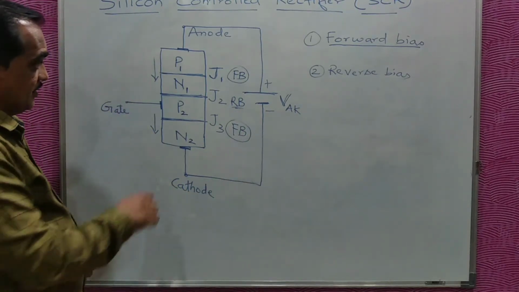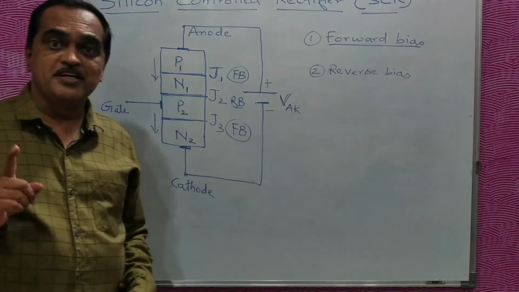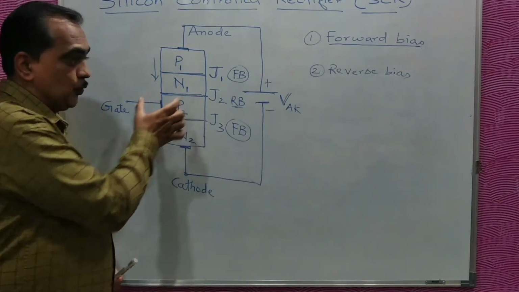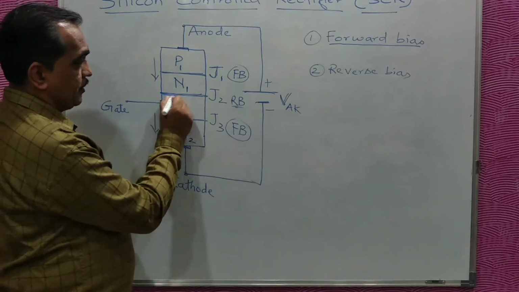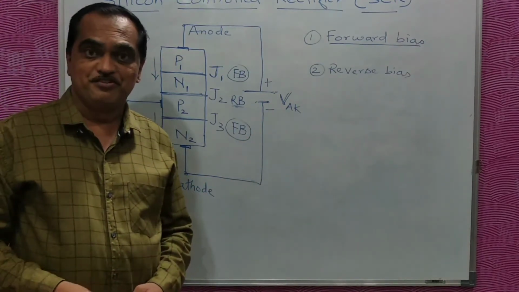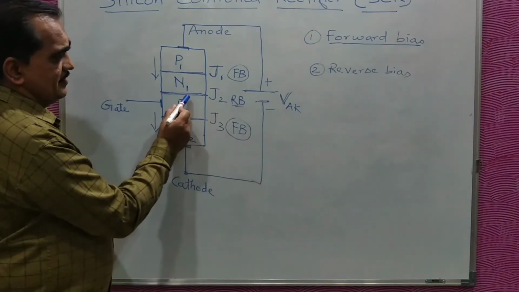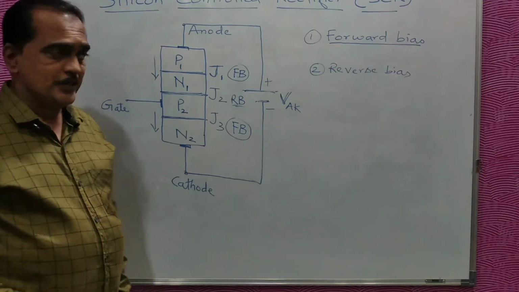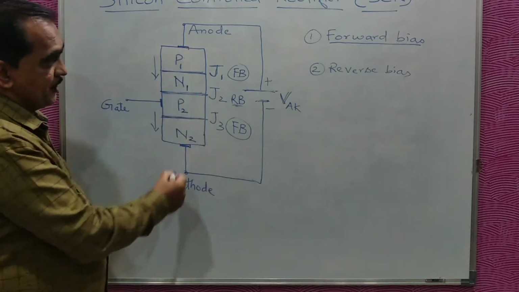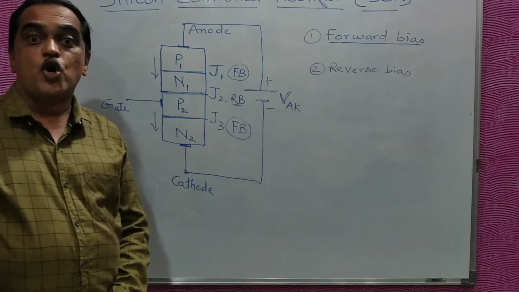Now this second junction has to go into breakdown. As we have studied avalanche breakdown, Zener breakdown, so avalanche type of breakdown, it has to go into a breakdown. And for that, you have to increase this applied voltage. Now, if you increase the applied voltage over here, then this junction will go into breakdown. And once this second junction J2 goes into breakdown, the anode current starts flowing and we can say the SCR is in on condition.